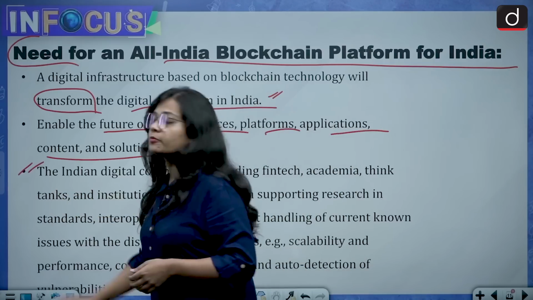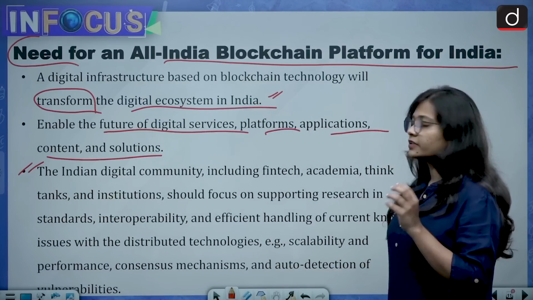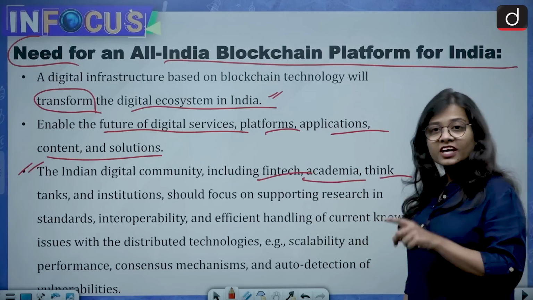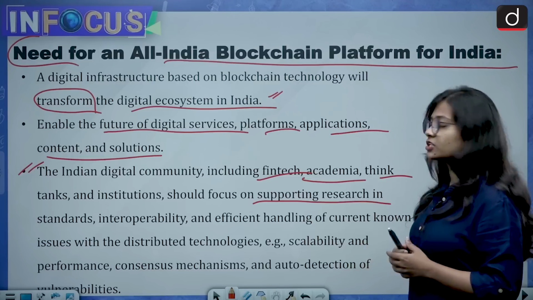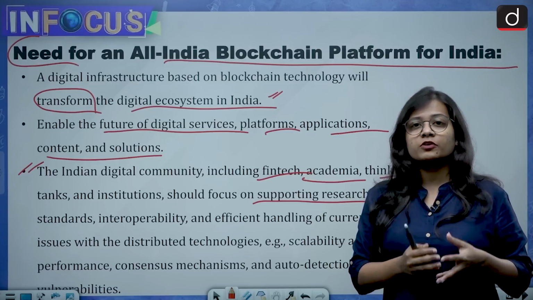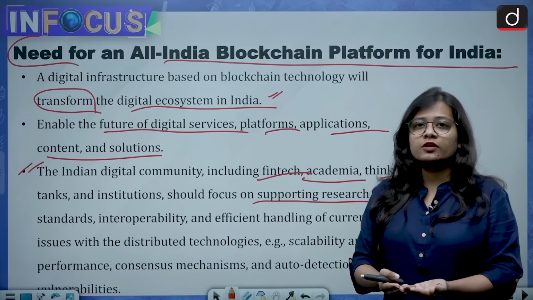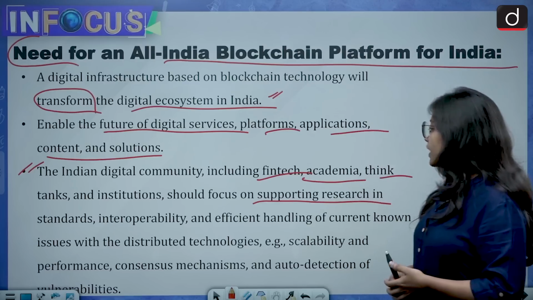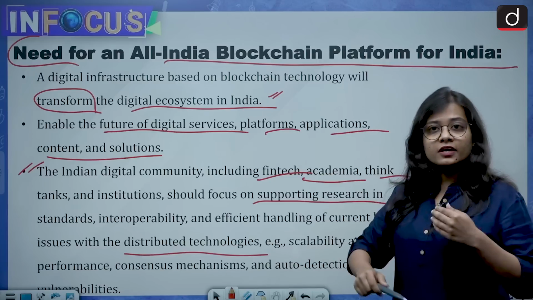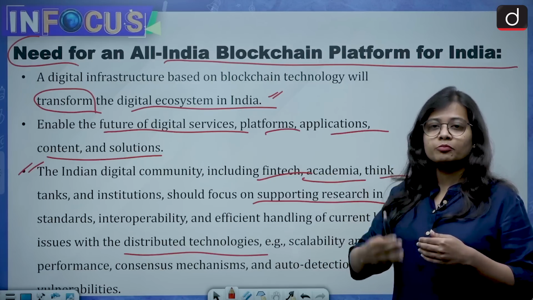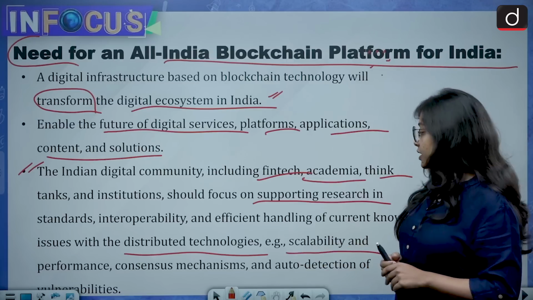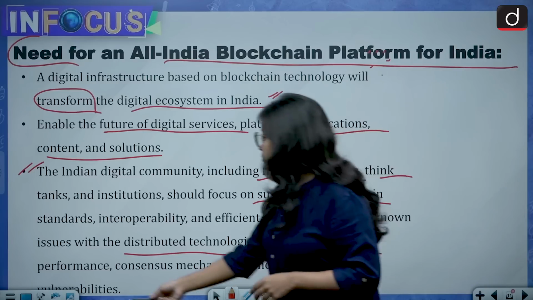Then this one is an important point. Read carefully and listen carefully: the Indian digital community, including fintech companies, academics, think tanks and institutions, should also focus on supporting research in standards. The R&D, that is the research and development sector, is very important, because only if research and development is done can new innovations and revolutions come. Then interoperability and efficient handling of current known issues with the distributed technologies. So everything related to blockchain technology can improve. This is from the Indian perspective. For example, scalability and performance, consensus mechanism and auto detection of vulnerabilities.